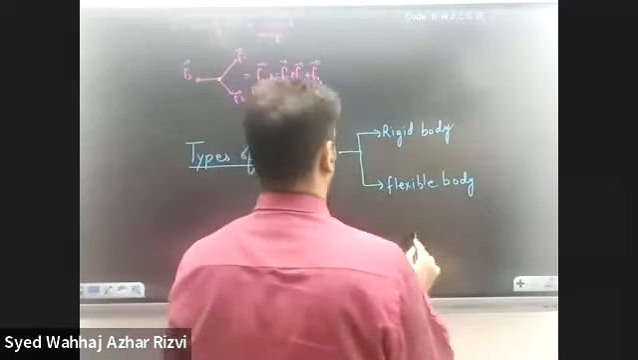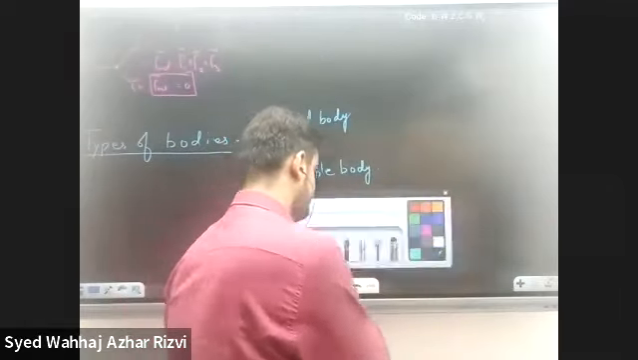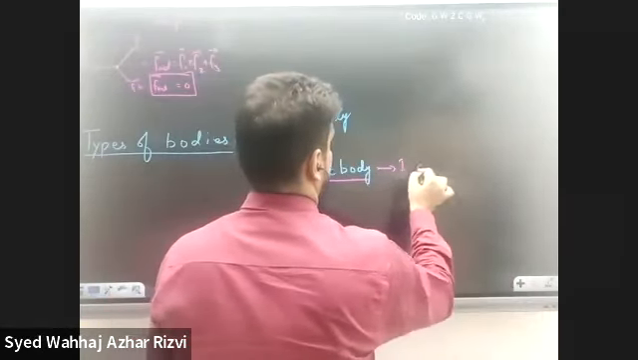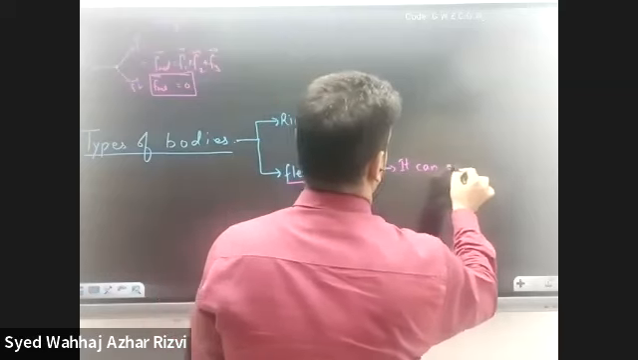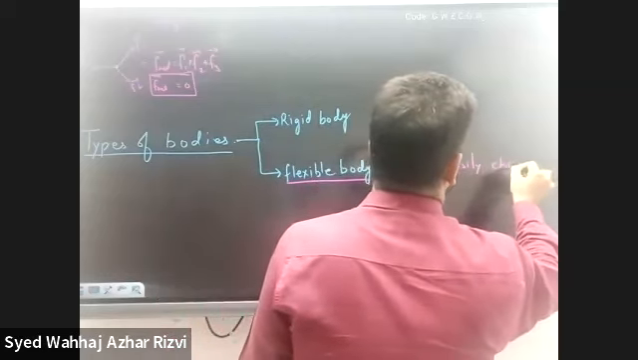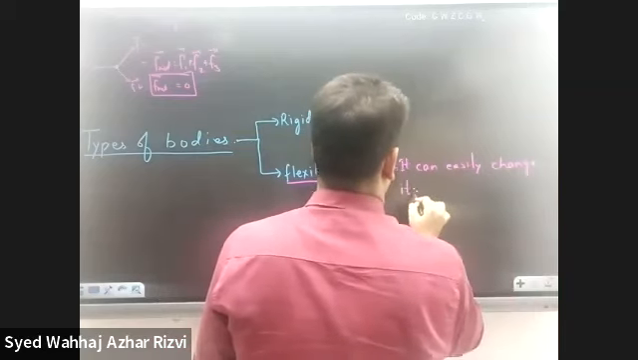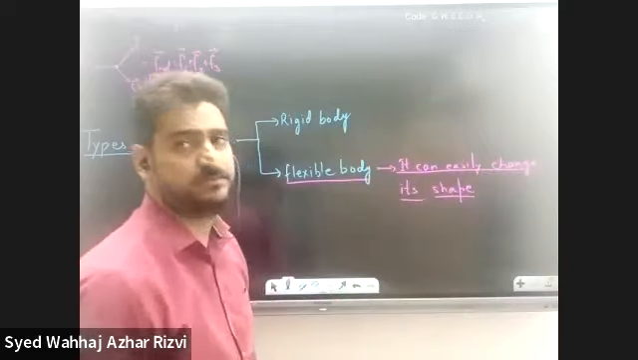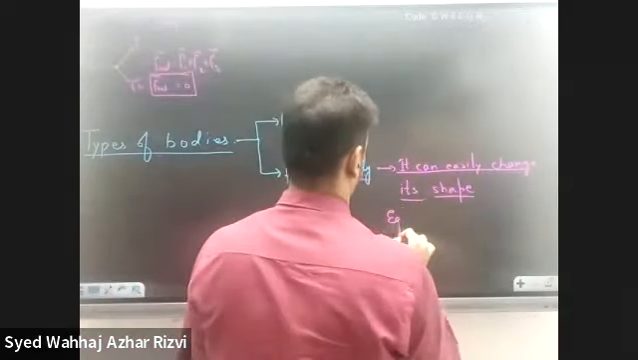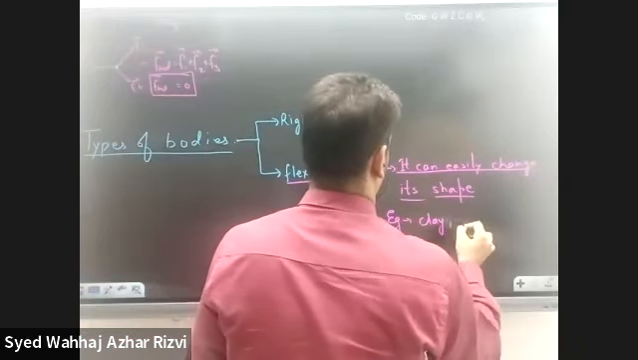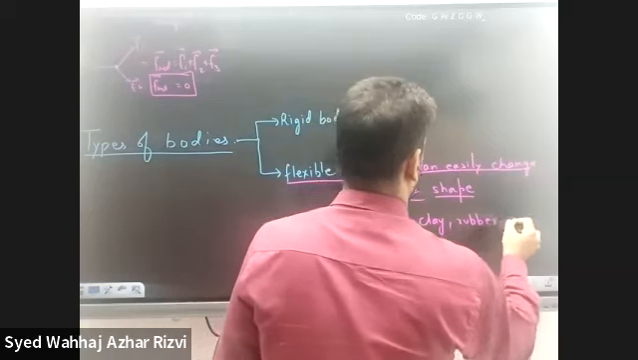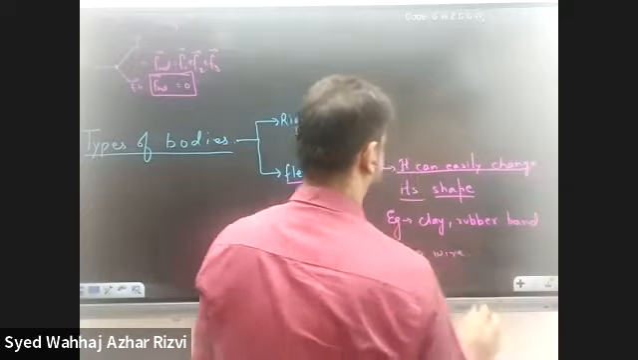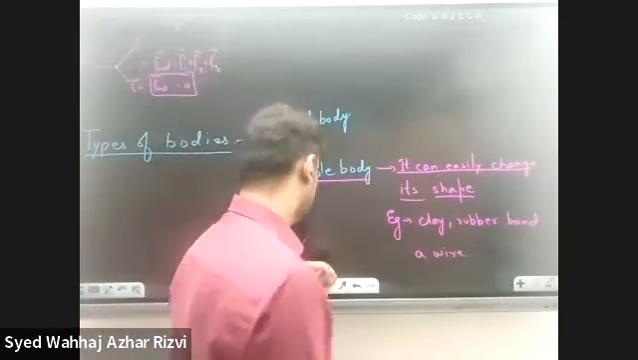A flexible body is a body which easily changes its shape. A flexible body can easily change its shape, like clay. Examples: clay, rubber band, a wire. These types of bodies are flexible bodies.